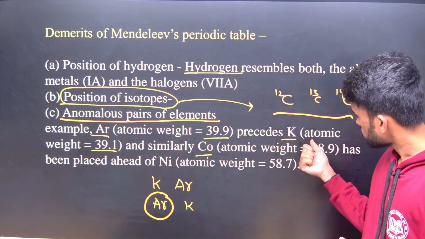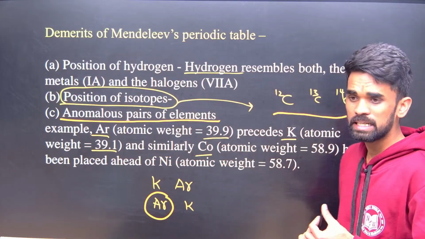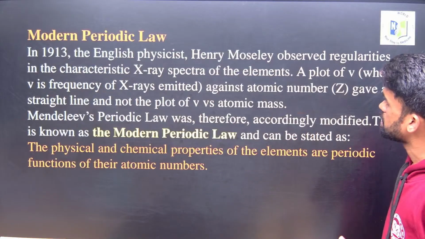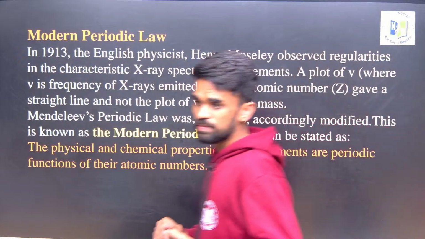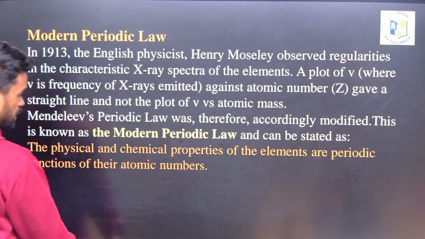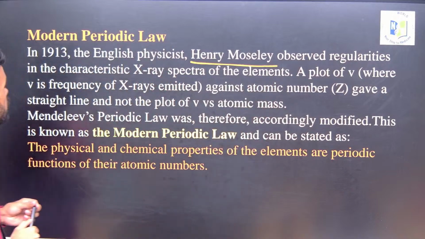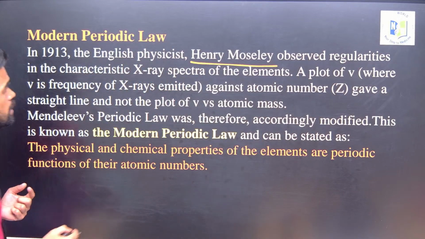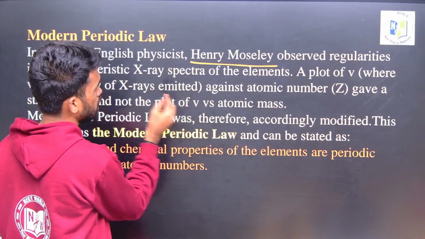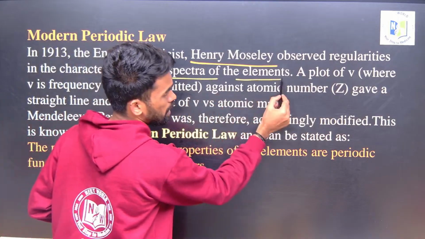Argon, potassium, cobalt, nickel. Okay, next. So then next we have the modern periodic table, given by Henry Moseley. How did he give this? He took the X-ray spectra of the elements.